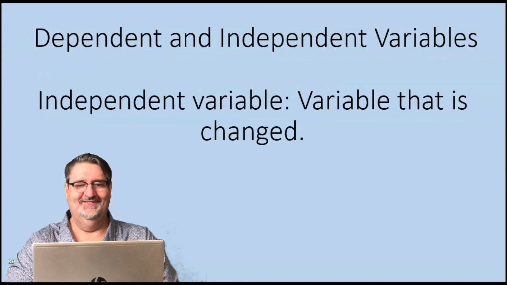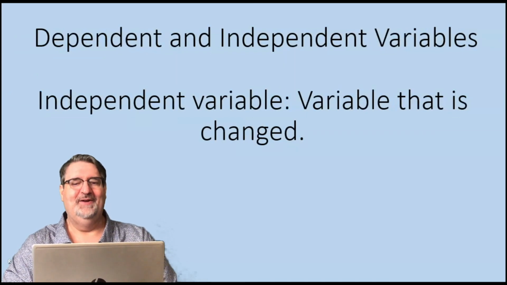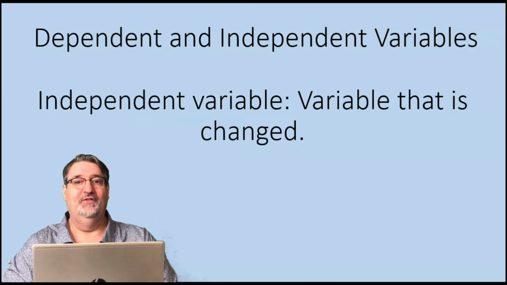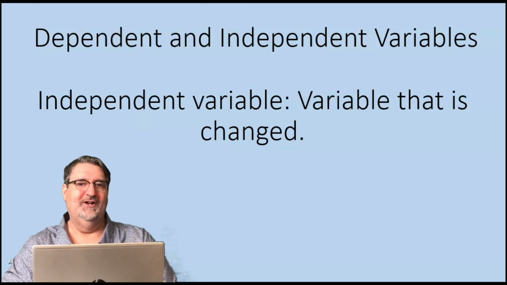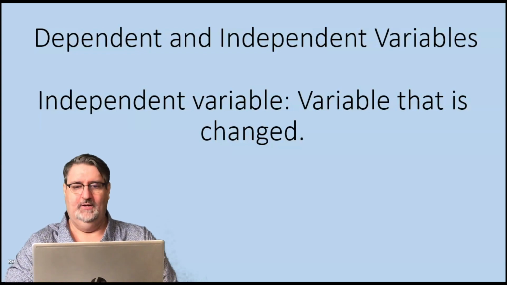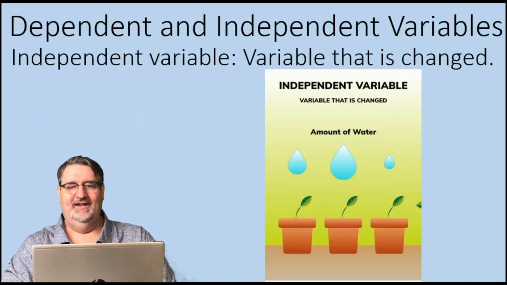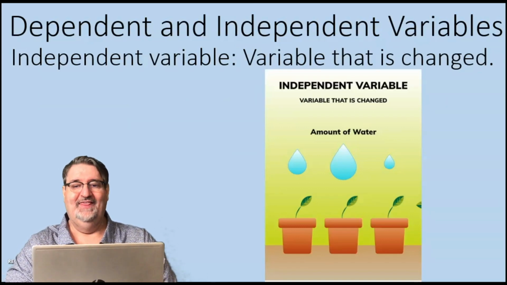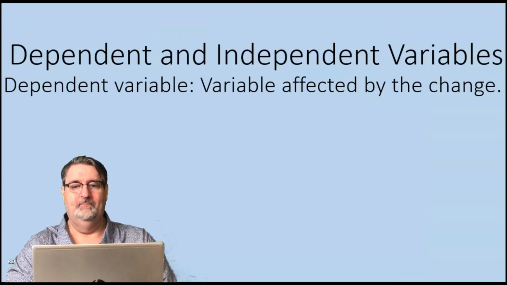All right, the independent variable is the variable that is changed, like how much water you're adding to a plant, or how much weight is added to a bar that you're lifting. And it shows here in this picture that for this plant, it's the amount of water that can be added to it. That's the independent variable.